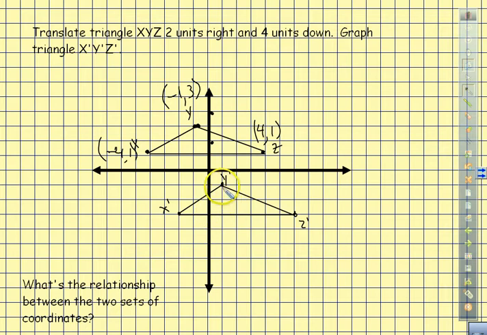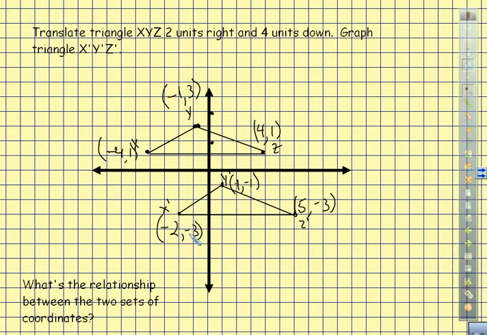Now let's look at these. And we get positive 1, negative 1. This one is going to be 5, negative 3. And this one is 1, 2, 3. 1, 2, 1, 2, 3. So negative 2, negative 3.